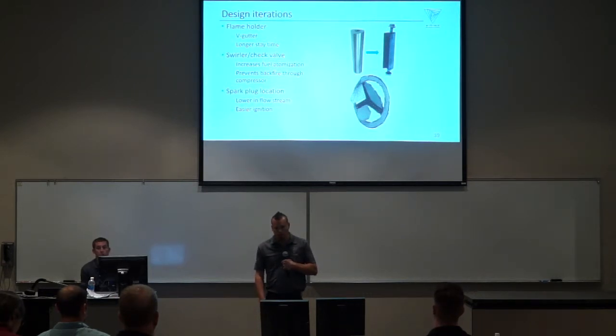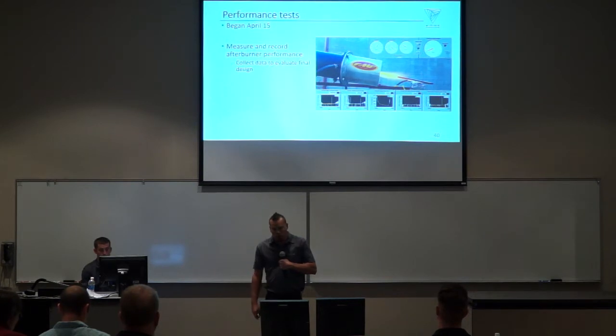We also adjusted the spark plug location. We set it down deeper into the afterburner for easier ignition. After we did the iterations, we found we were getting much more stable flames. We were able to actually get some decent testing, so we began performance tests on April 15th. This was to measure and record the performance of the afterburner and collect data to evaluate the design.